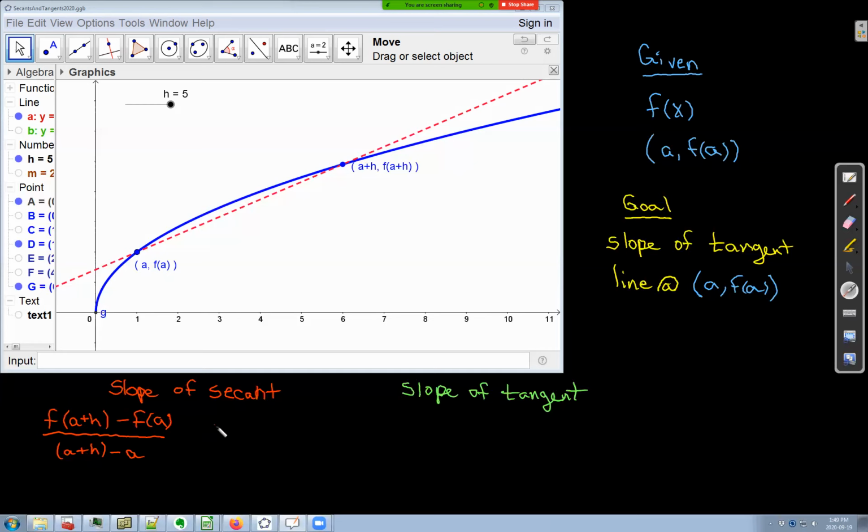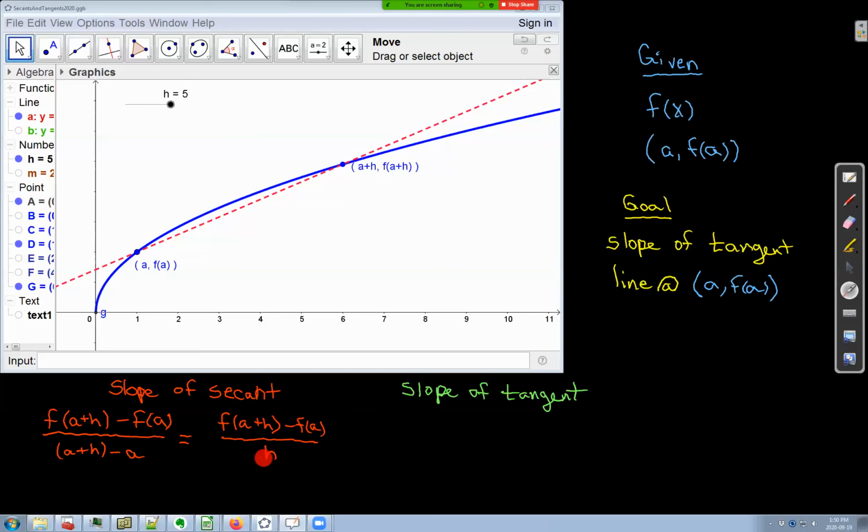You can see that. Let's go ahead and simplify that because the denominator is easy to simplify. The numerator you cannot simplify, so don't try. At least we don't have enough information to simplify the numerator because we don't know what this function is. But the denominator we can simplify to just h. This expression right here hopefully should look familiar to you from your homework. This is the difference quotient.